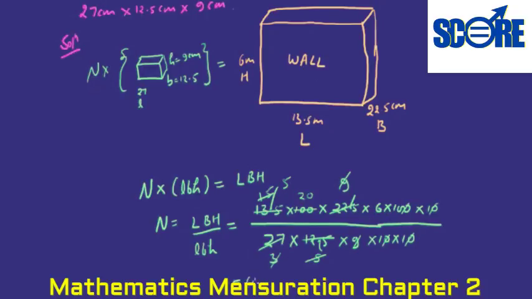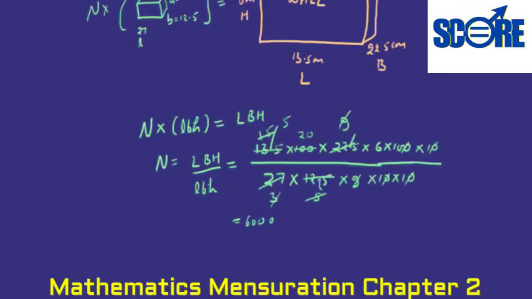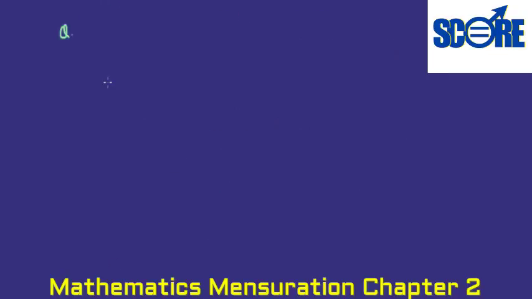So the number of bricks required to construct the wall is 6000. You need 6000 bricks to construct the wall. So that is our answer. Now we move to the next question. Now we have three metal cubes.